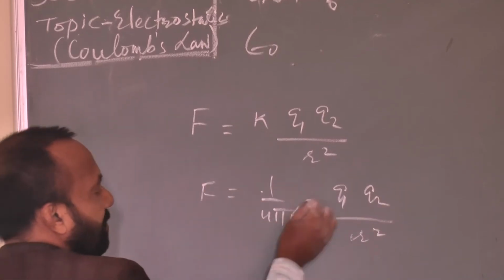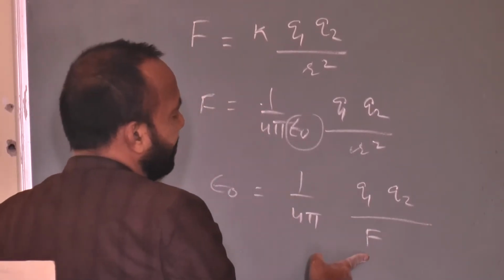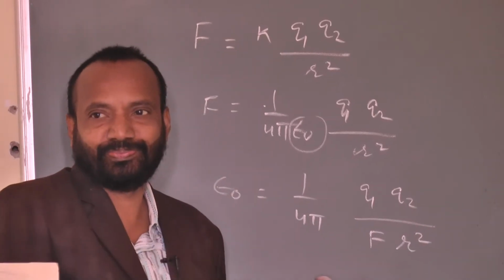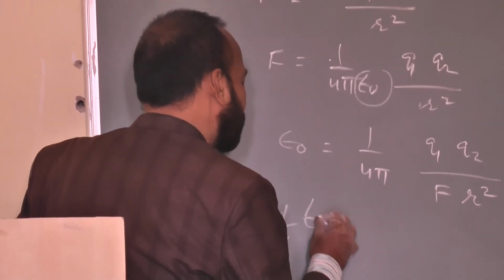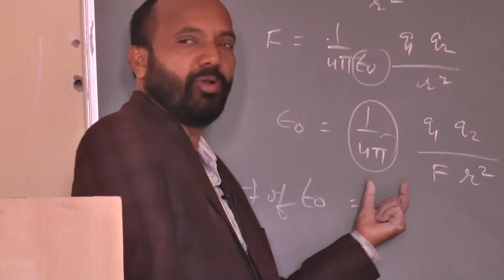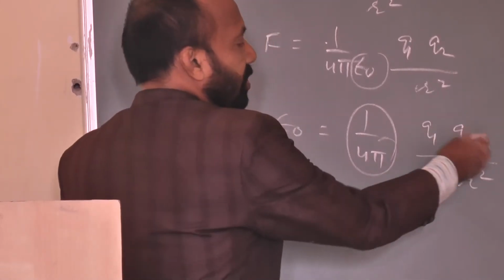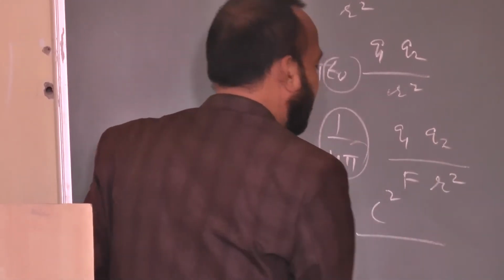I want to calculate this epsilon naught unit. So, epsilon naught is equal to 1 by 4 pi, Q1 Q2 divided by F R square, since F comes to the denominator side. Now, let us write the unit. The unit of epsilon naught is equal to, this is the constant 1 by 4 pi, there is no unit at all. Q1 unit is coulomb, Q2 unit is coulomb, so coulomb square divided by F unit.